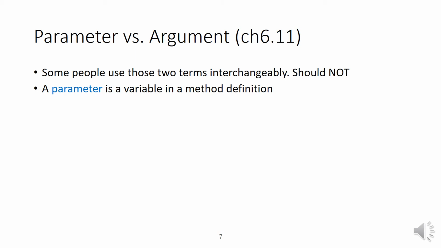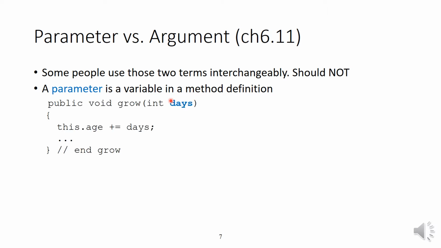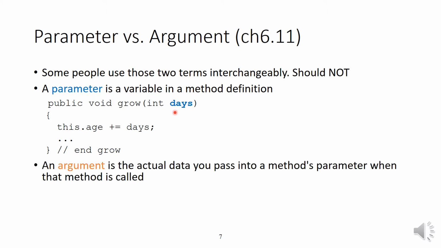Now let's clarify two terms before proceeding: parameter versus argument. A parameter is a variable in a method definition, such as here. Days is a parameter of this grow method. An argument is the actual data you pass into a method's parameter when that method is called.